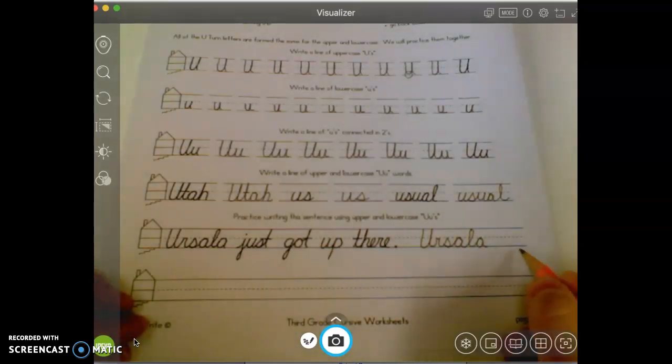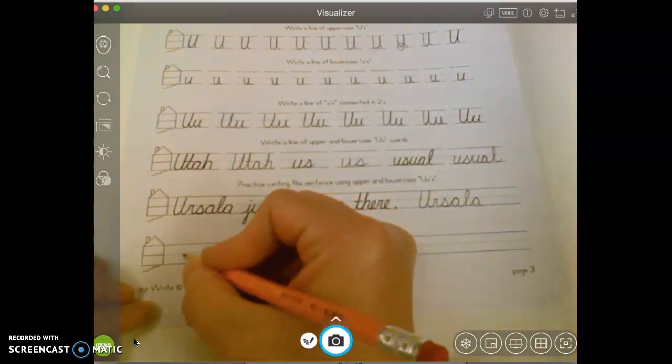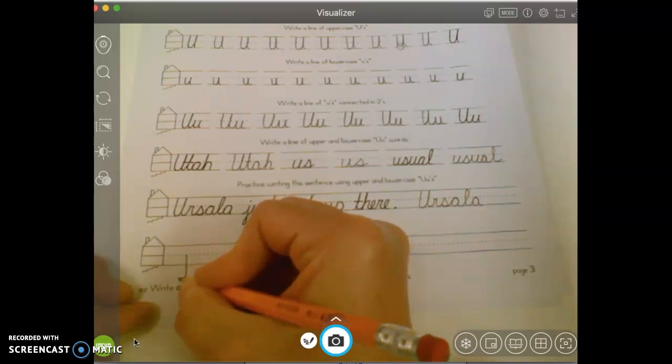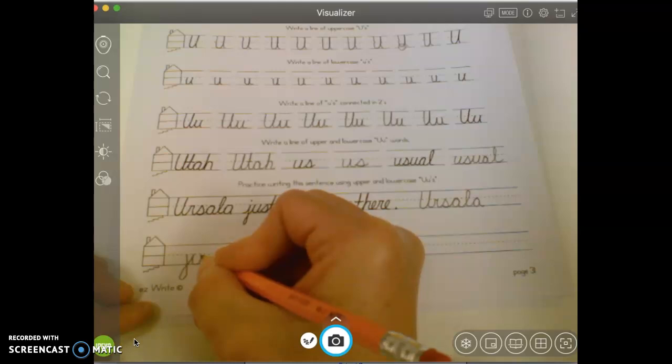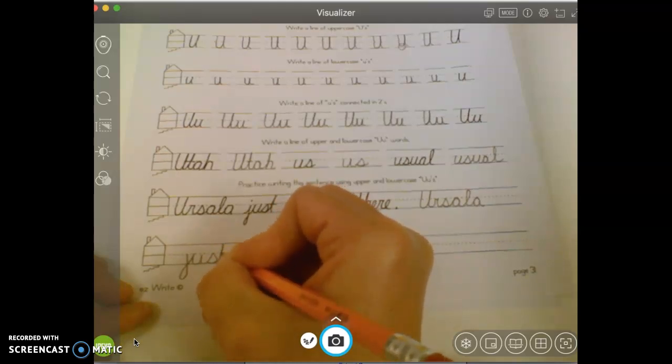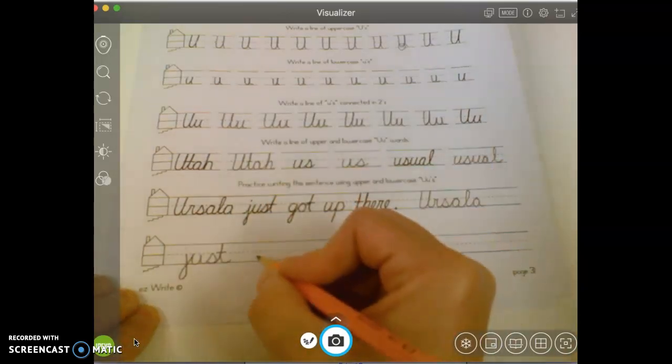I don't have enough room here, so I'm going to start my word just down here. So just remember, it goes down in the basement, make a loop up. U, connect your S. S's are really tricky. So keep working on those S's. I'm going to go back over, dot, and cross.